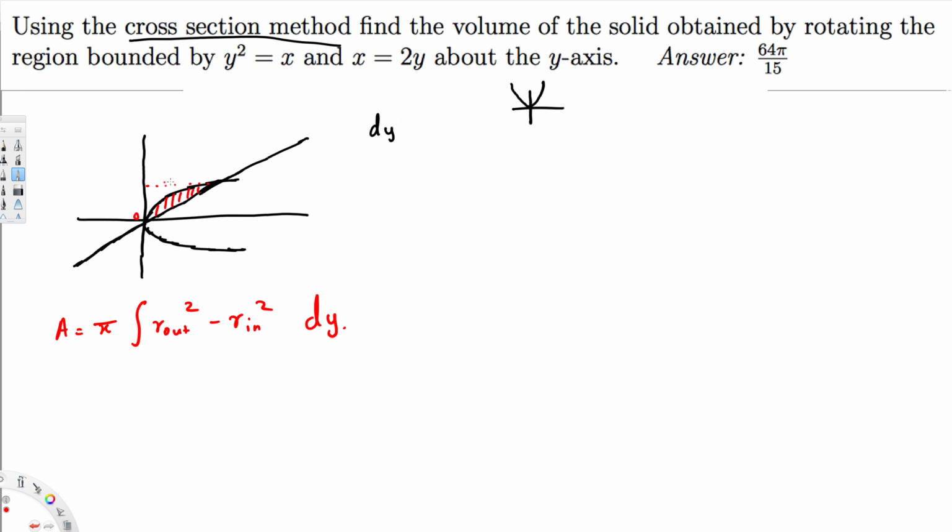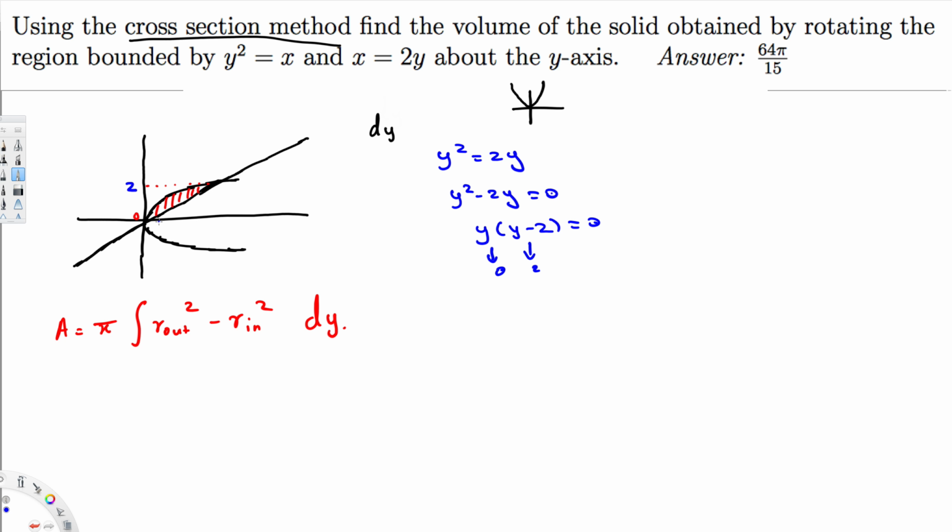And to find the other limit, we just equate these y values. So if we equate, let's see what we get. We have y squared in the first function, and in the second function we have 2y. Let's bring them together. This is going to be y squared minus 2y equals 0. If I take y common, this is y times (y minus 2) equals 0. So from this we know that this is going to be 0 and this is 2. So it's going from 0 to 2. Our limits of integration are 0 to 2, right?